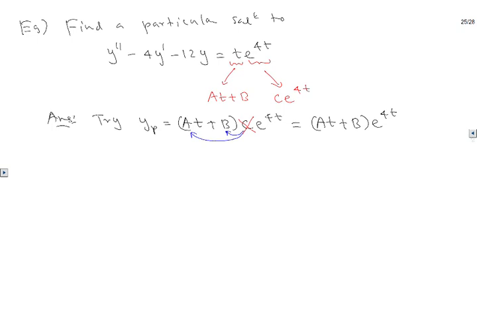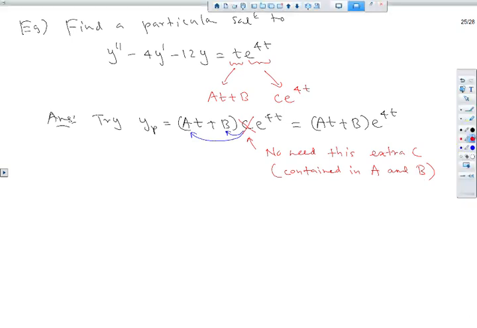So no need for this extra c, because it's already contained in a and b. That's the reason. You don't want to put that extra c, because otherwise you have one more unknown. Now after we do that, it's the same thing. Take the derivatives, plug in there, solve for a and b.